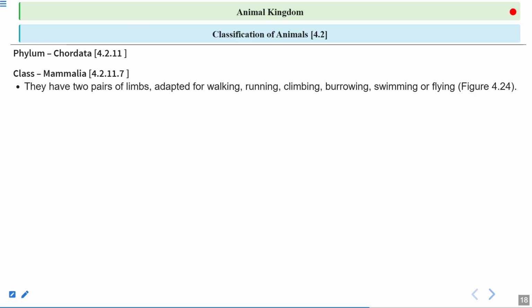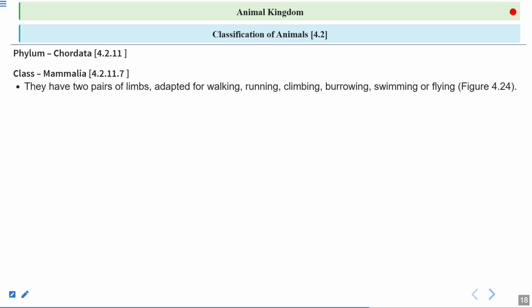They have two pairs of limbs, forelimbs and hind limbs. And these limbs are adapted for walking, running, climbing, burrowing, swimming, and flying. Walking, human is adapted for walking. Running, we can run also, right?